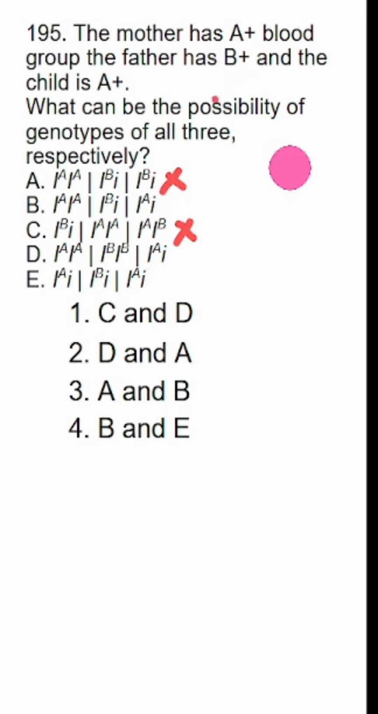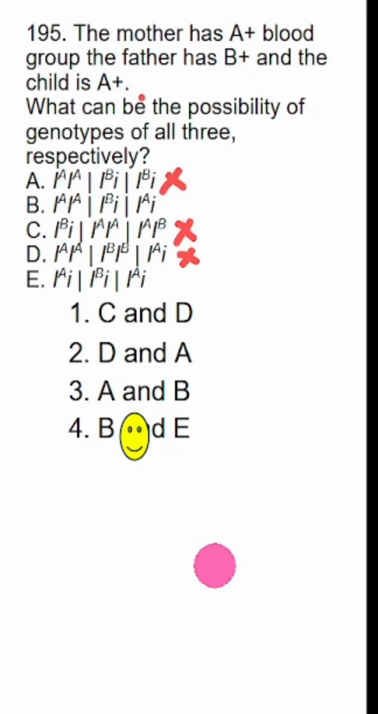Then heterozygous B is this one. This is not heterozygous, so rule this thing out. This is heterozygous. And then mother is A positive. So mother can be both homozygous and heterozygous. So the answer is option number B and E, option number 4. This is the answer.